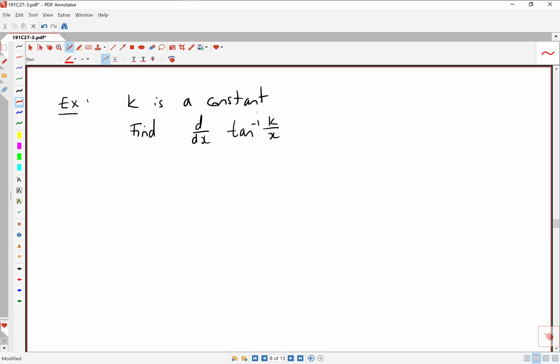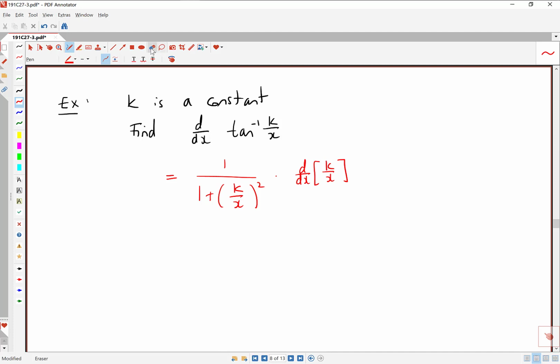This is our last problem. Let's say we're told that k is a constant, and we want to find the derivative of arctan of k over x. Well, let's say that derivative is equal to, okay, we're going to do our chain rule. So taking the derivative of the arctan function, you're going to get 1 over 1 plus something squared, just keeping that inside function the same. And then we need to multiply by the derivative of that inside function. So we need to multiply by the derivative of k over x.